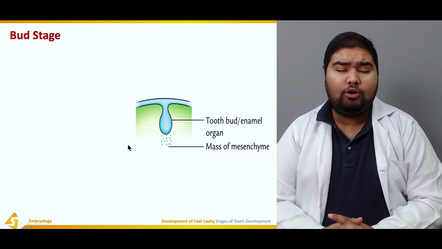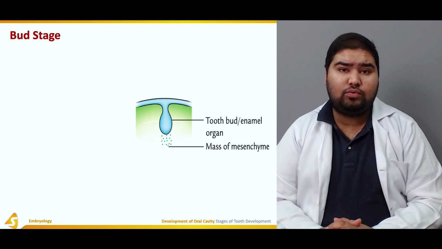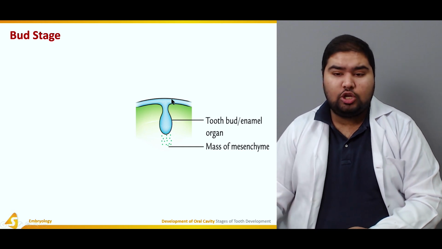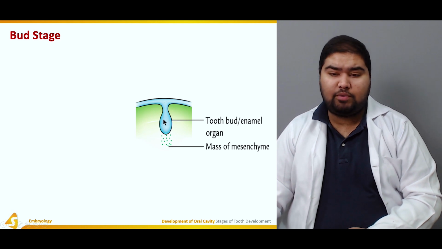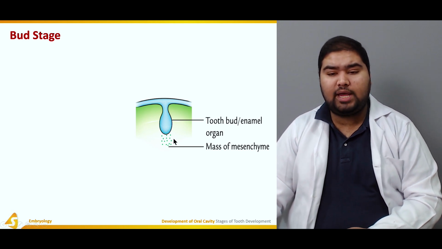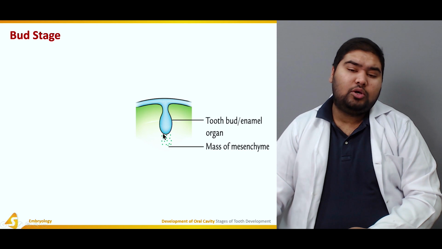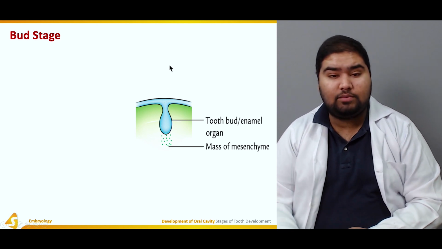So now moving on to the second stage, which is known as the bud stage. Here you can see in the figure, the dental lamina assumes the shape of the bud and tries to communicate with the mass of mesenchyme which surrounds it. So let's see what happens.